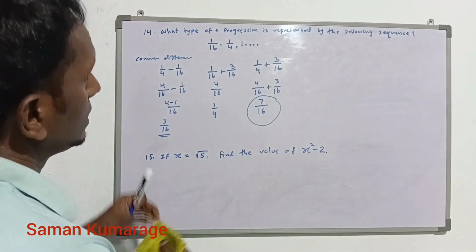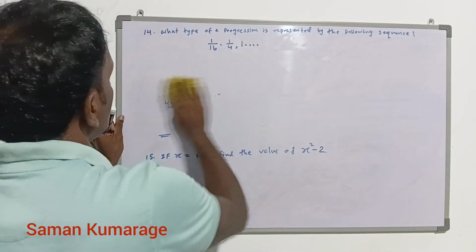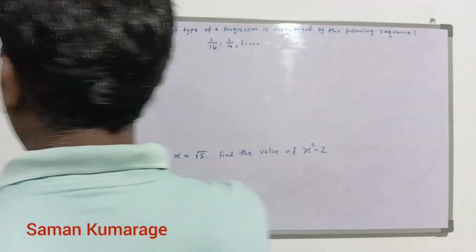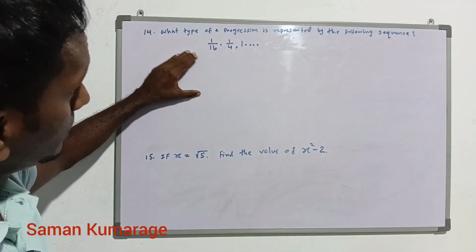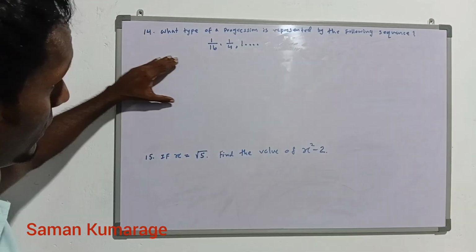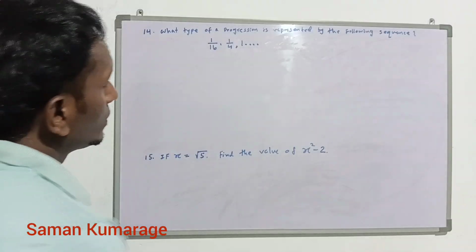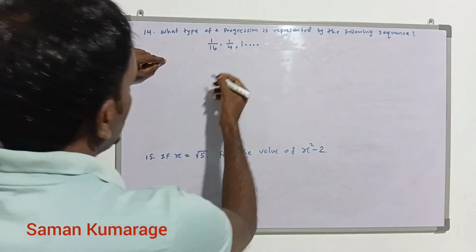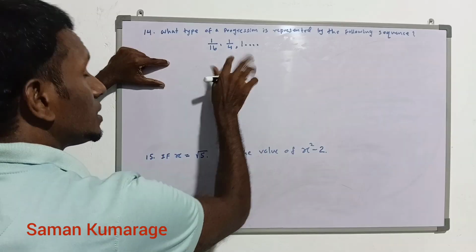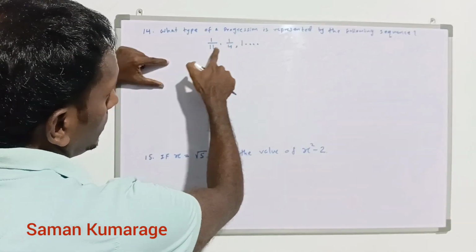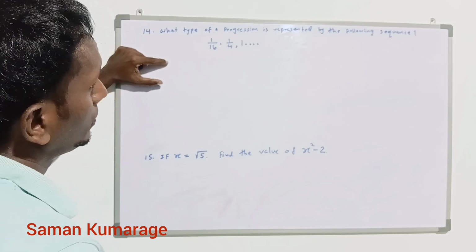Now let's see if this is a geometric progression. For that, we need to first find the common ratio. To find the common ratio, we need to divide the second term by the first term of any pair of consecutive terms.